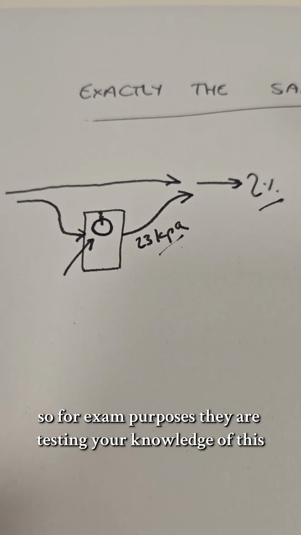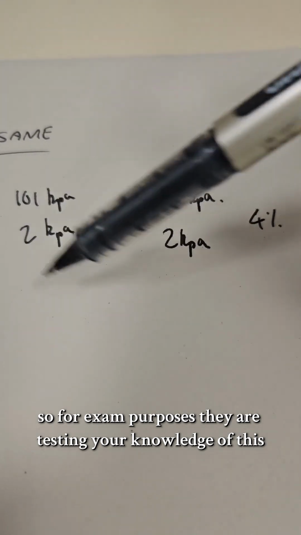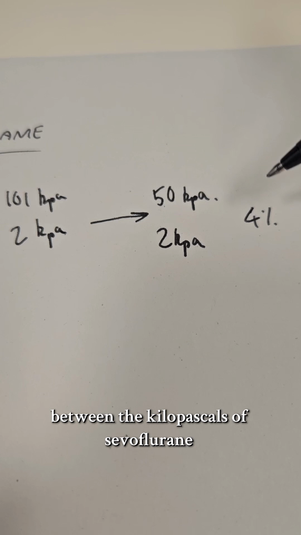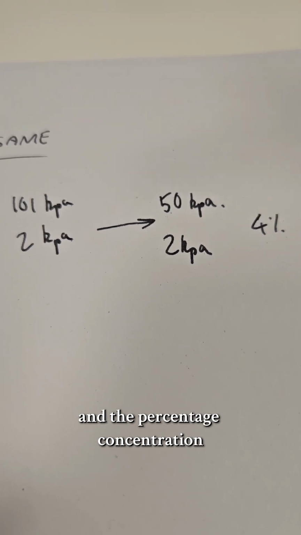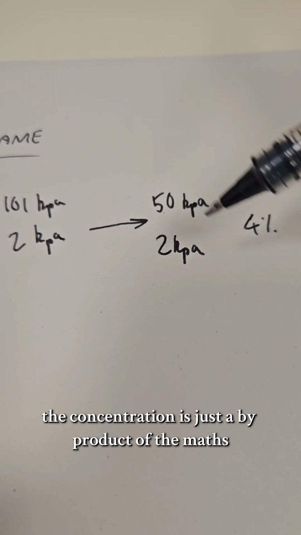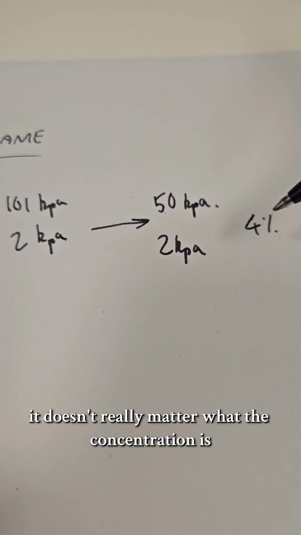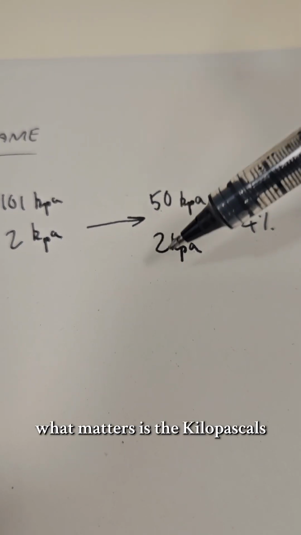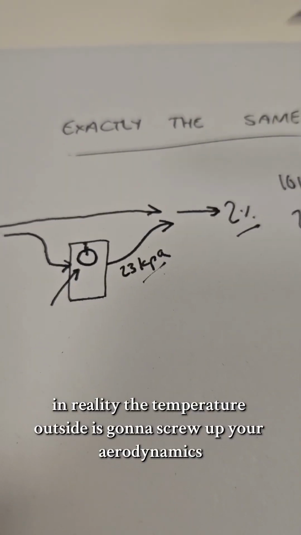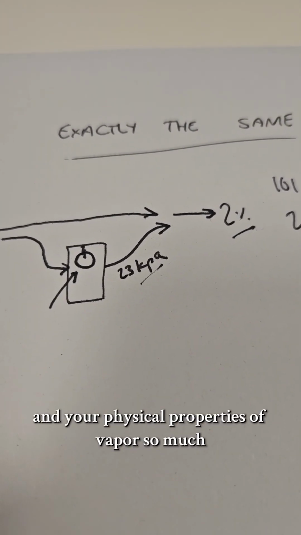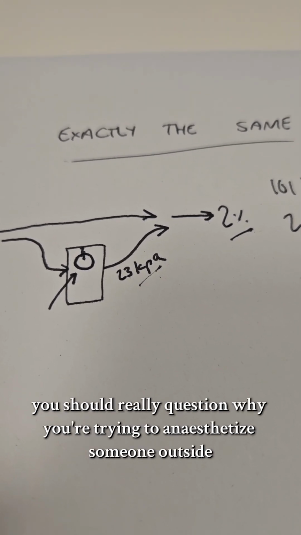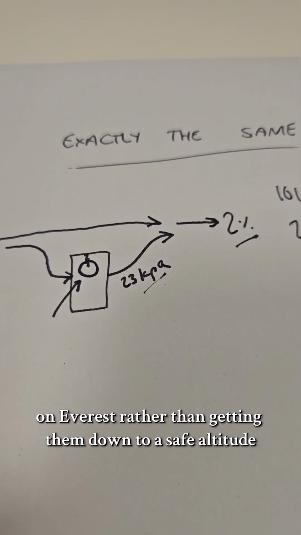So for exam purposes, they are testing your knowledge of this, whether you appreciate the difference between the kilopascals of sevoflurane and the percentage concentration. What matters is the kilopascals. The concentration is just a byproduct of the maths. It doesn't really matter what the concentration is. What matters is the kilopascals. In reality, the temperature outside is going to screw up your thermodynamics and your physical properties of vapors so much. You should really question why you're trying to anesthetize someone outside on Everest rather than getting them down to a safe altitude.